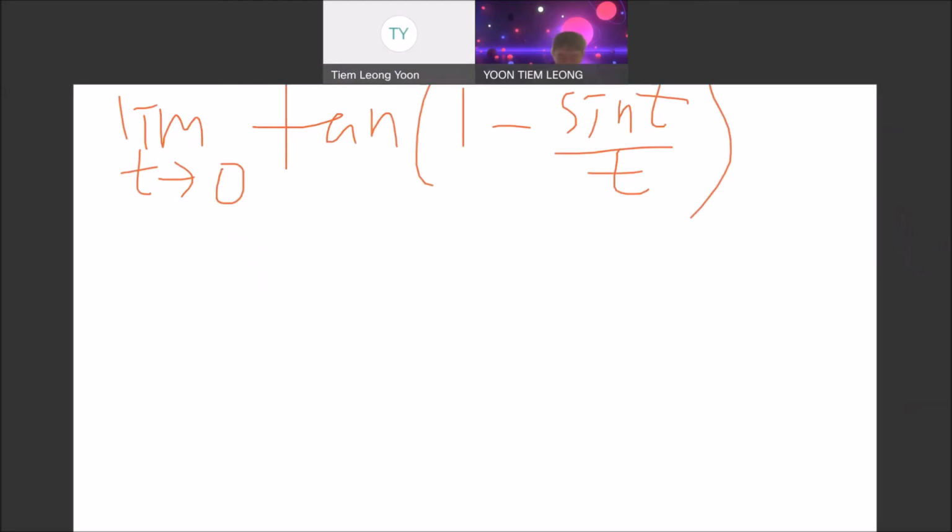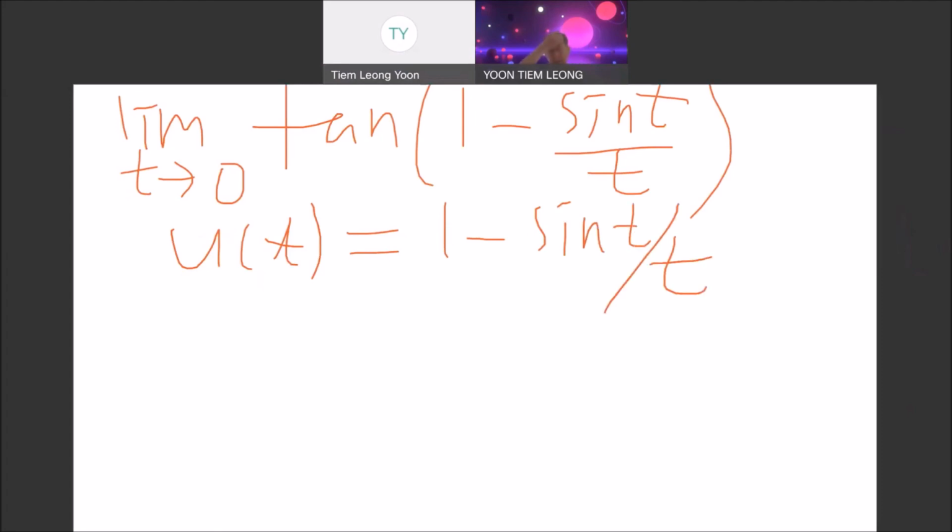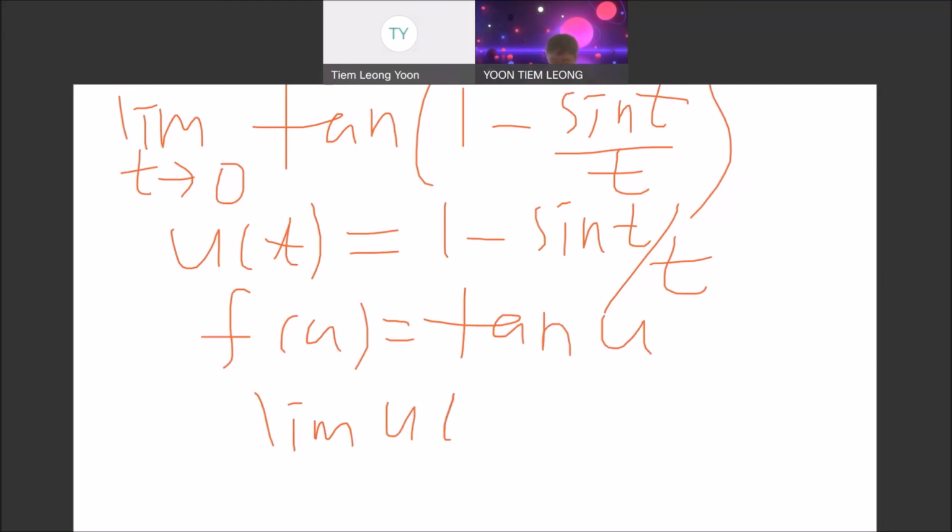I'll call my u of t to be just 1 minus sine t over t. This is what I always call the interior function. Then I have another function f of u, which I call the external function, tangent u. What I want to show is that the limit of the function u of t, when t goes to 0, exists and its value is equal to something.